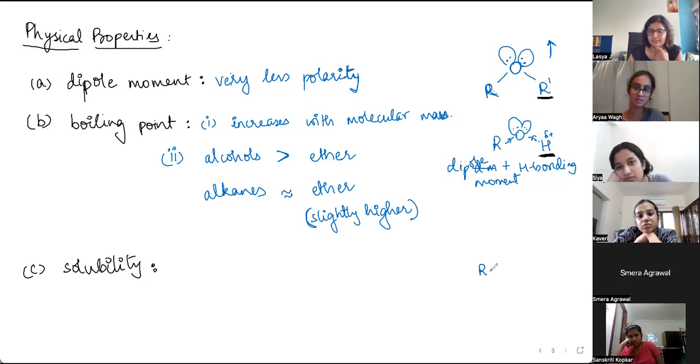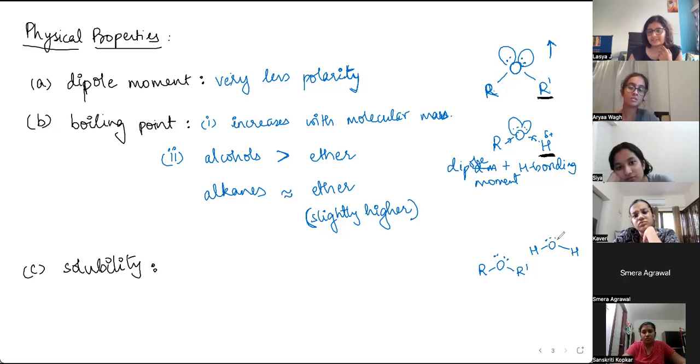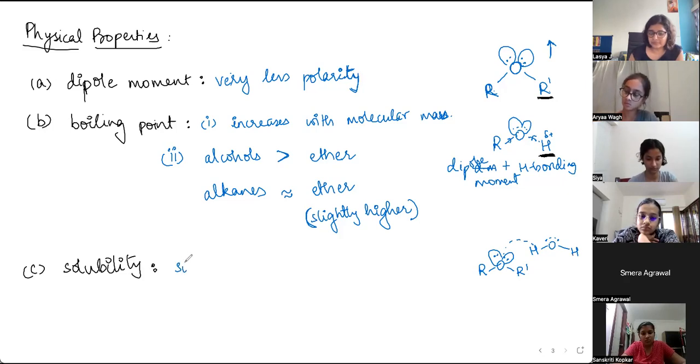I think it will be soluble because there could even be H bonding. Within ethers there is no H bonding, but when you mix it in water, the oxygen is fully capable of having that H bonding with hydrogen from water. So when we talk about solubility, it is similar to that of alcohols of the same molecular mass.